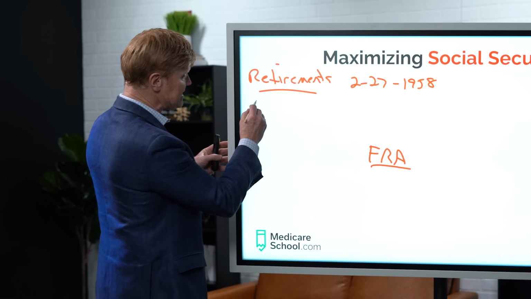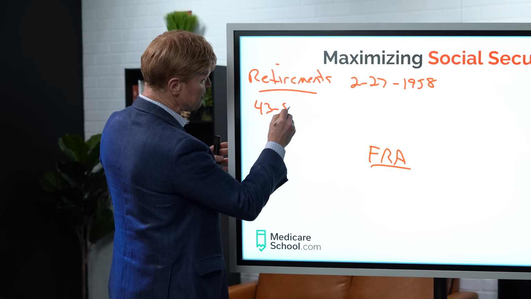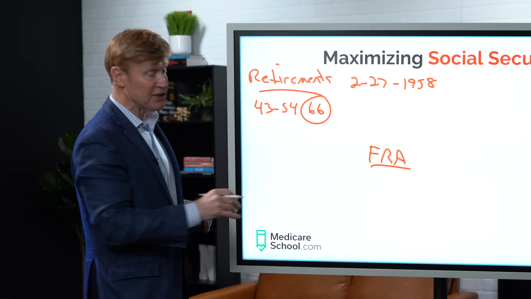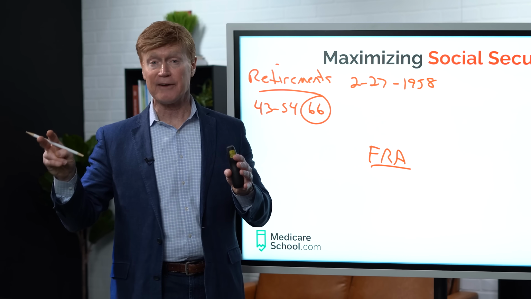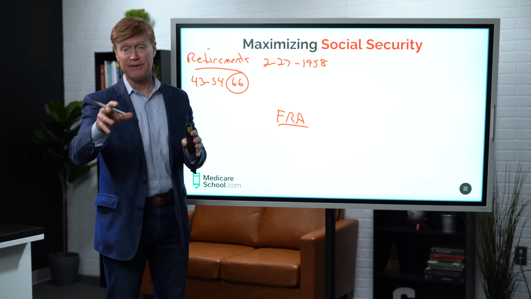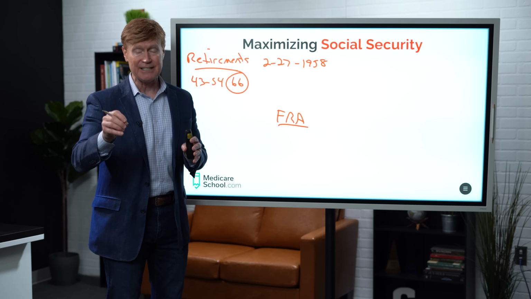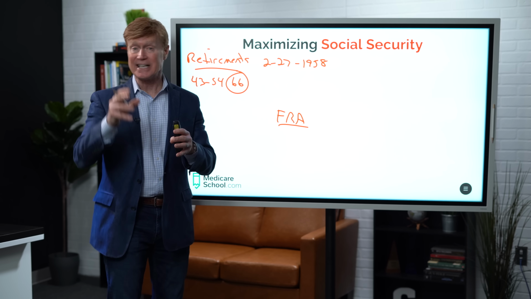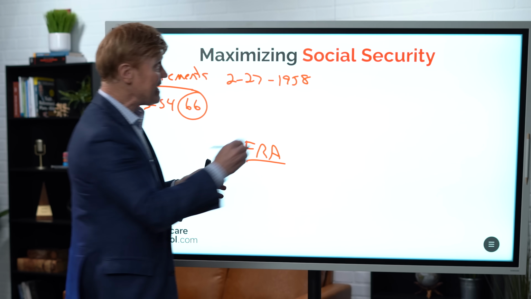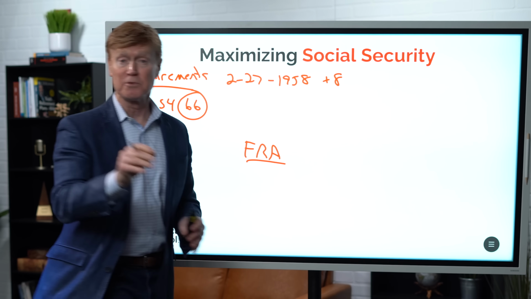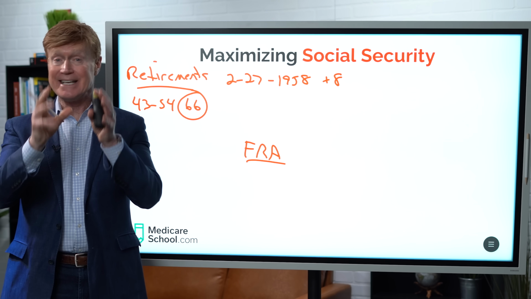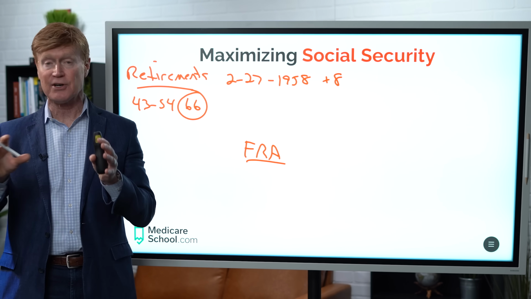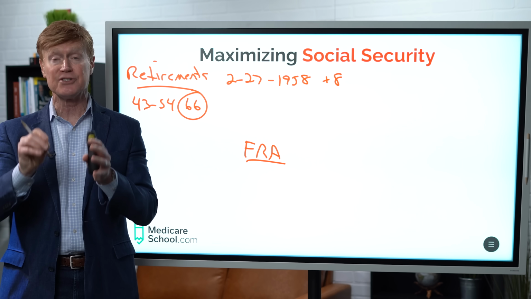Now, anyone born between 1943 and 1954 has a full retirement age of 66 even. But after 1954, they begin to add 2 months to everyone's full retirement age. So if you're born in 1955, it is 66 and 2 months. 1956, 66 and 4 months. 1957, 66 and 6 months. 1958, in this example, we're going to add 8 months to our full retirement age. Anyone born in 1959, it would be 66 and 10 months. And then anyone born in 1960 thereafter, under the present system, has a full retirement age of 67.